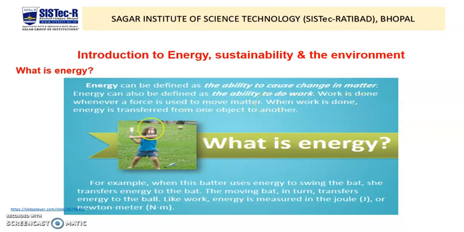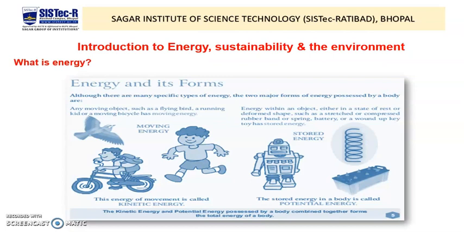When work is done, energy is transferred from one object to another. For example, when this batter uses energy to swing the bat, she transfers energy to the bat. The moving bat in turn transfers energy to the ball. Like work, energy is measured in joule or Newton meter. There are many forms of energy.